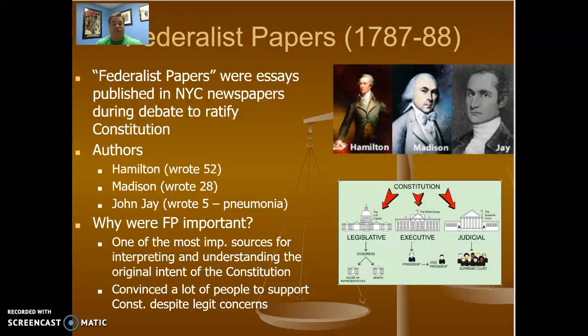These were, after all, in a sense, advisory committee notes from the people that actually wrote the Constitution to say how this thing is supposed to work in practice. What was the original intent of the founders? And these convinced a lot of people to support the Constitution, despite some very legitimate concerns.